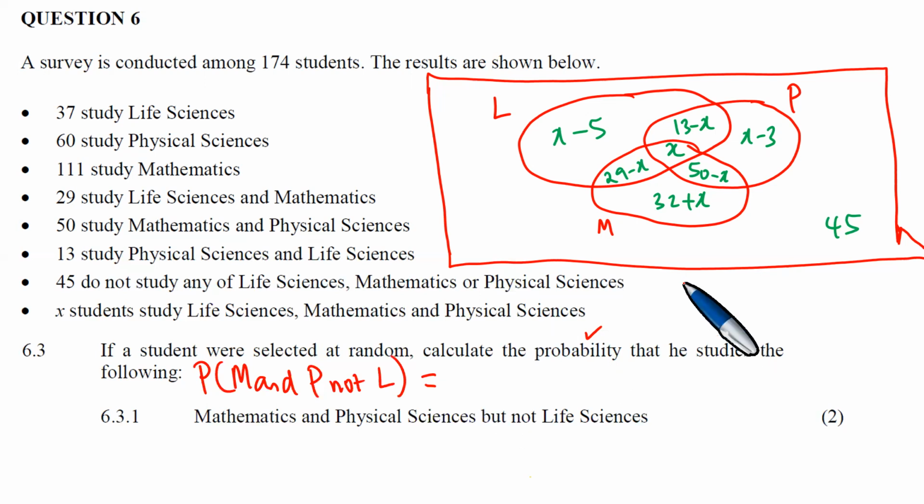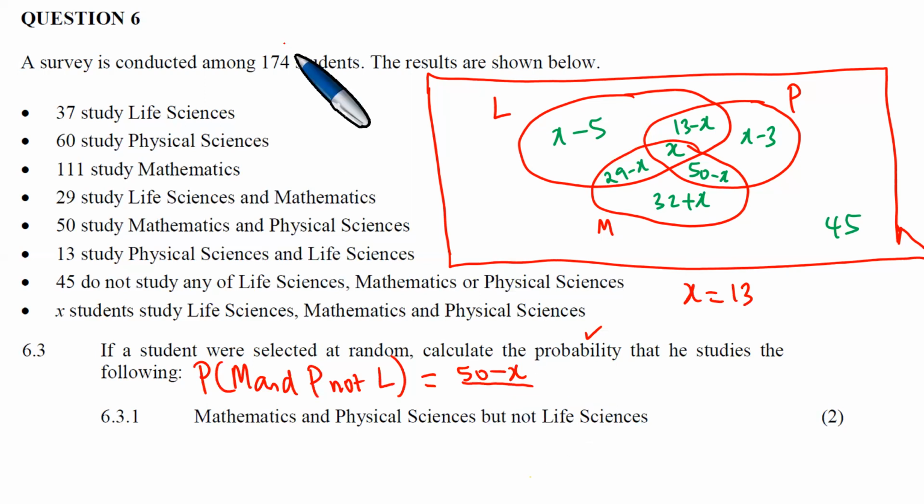All right, we already know that x equals 13. So if x equals 13, we are looking at mathematics and physical sciences, but not life sciences. Mathematics and physical sciences, we are here, but life sciences is out. So we're going to be considering only the 50 minus x, because life sciences from here is out. So yeah, 50 minus x is what we focus on. And then we divide by the total.